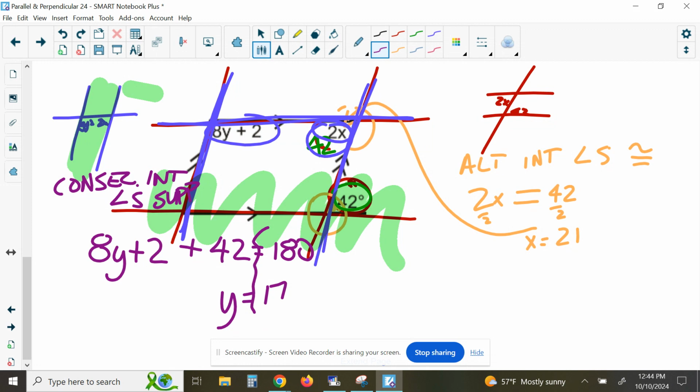Is 17 the measure of an angle? Go back to your picture. No. So we should probably plug that in there and see if we actually get something that's supplementary to 42, so we know if we're good or not. So we got to do 8 times 17 plus 2. 138. So this angle is 138 degrees. So we had 138 here and 42 over there. Is that supplementary? Yes. Does that add up to be 180? Yep. Okay, and then we're good.